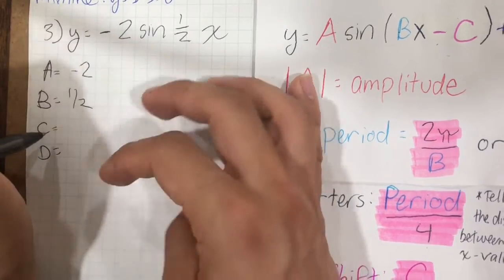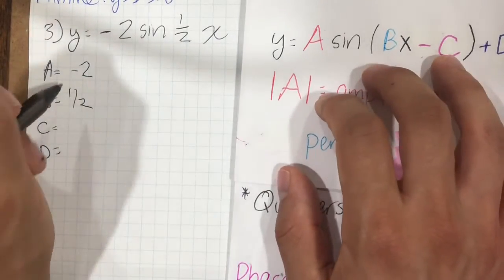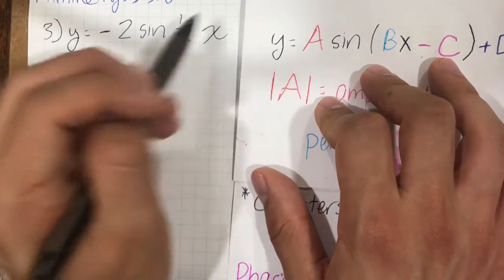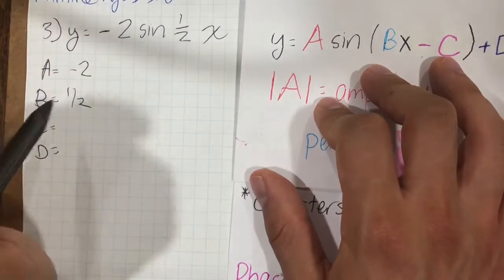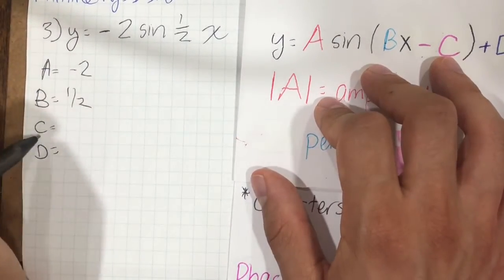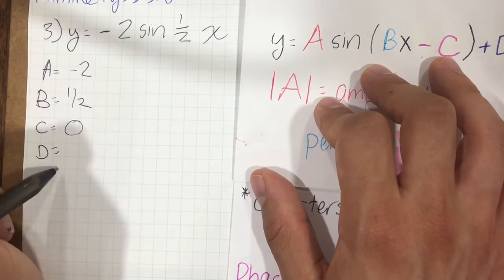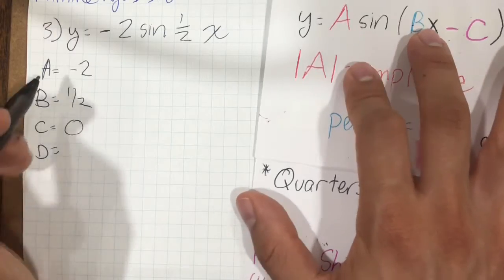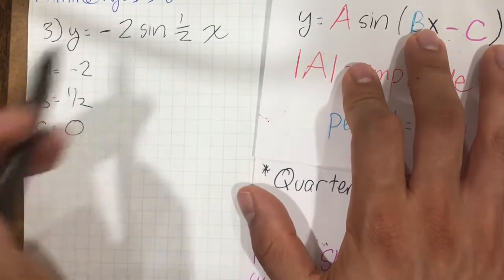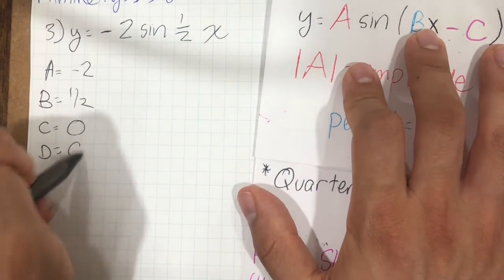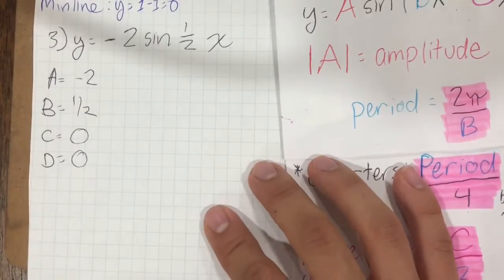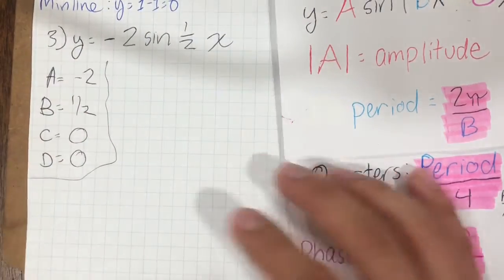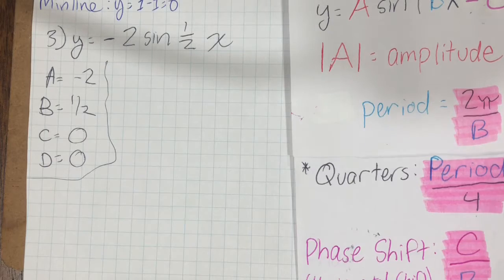For C, there really is no number that's being added to x or subtracted. So that means that my number for C is going to be 0, and the same thing for D, because there is no number in the same spot as D that's being added or subtracted to the whole entire function. So that's going to be 0 as well. All right, so we have our 4 numbers, and we're going to go ahead and draw the information.